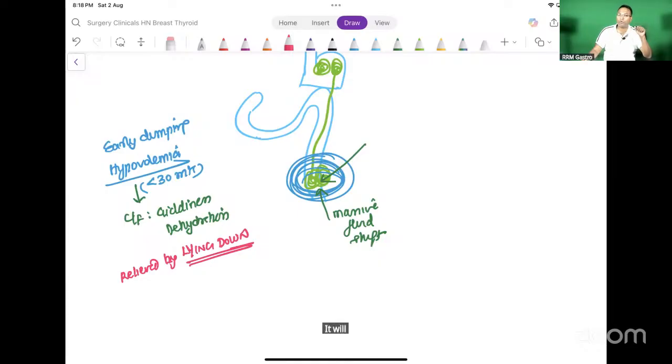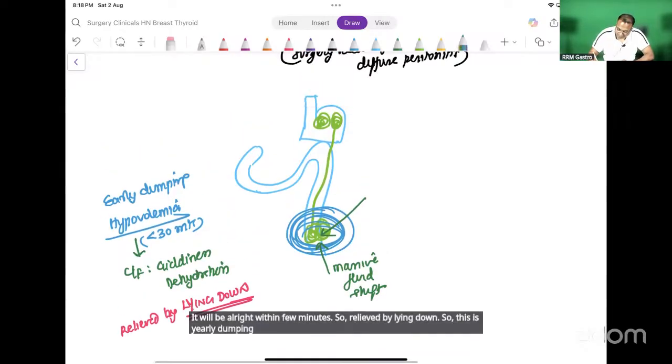It will be all right within a few minutes. So relieved by lying down. So this is early dumping. But what happens after 1 to 3 hours?